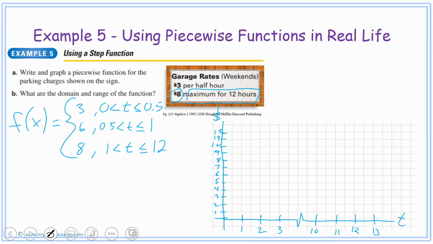All right, so we can go ahead and graph these now. For the first one, it's 3, and that 3 stays the same from 0 to 0.5. So open circle at 0, solid circle at 0.5, straight line. And then after 0.5 it goes up to 6, so it's an open circle there and a solid dot at 1. And then after 1 it's an open circle at 8, and this time it goes on for a long time.